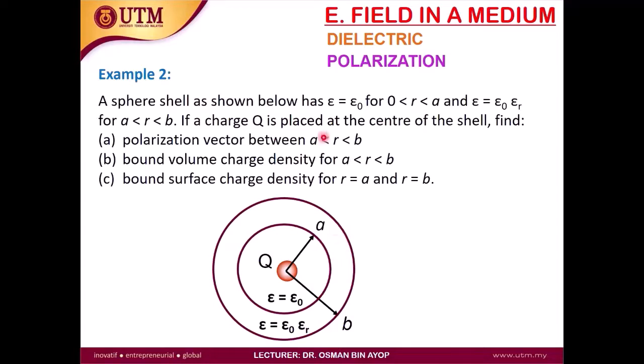If a charge Q is placed at the center of the shell, find first the polarization vector between A and B, because the polarization vector exists inside the dielectric material. Then we have to determine the bound volume charge density in the same region, and last, the bound surface charge density at R equal to A and R equal to B. Like I mentioned earlier, the bound surface charge density may exist on both surfaces of the dielectric. That is the situation.